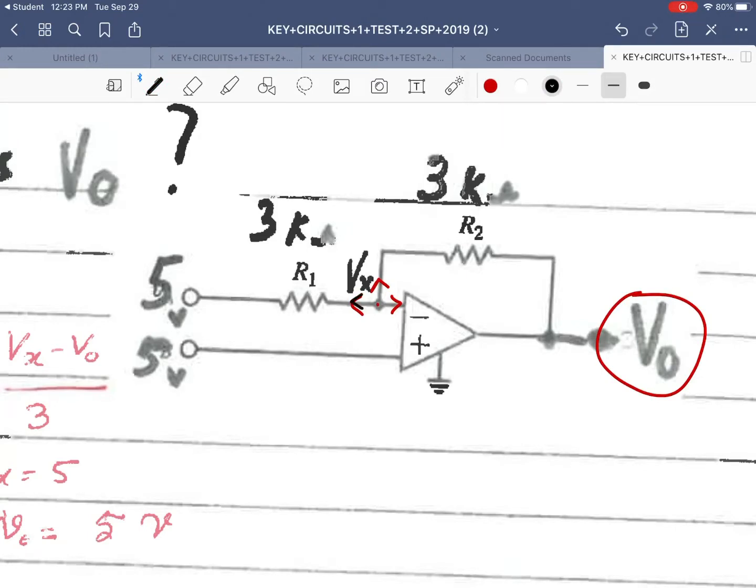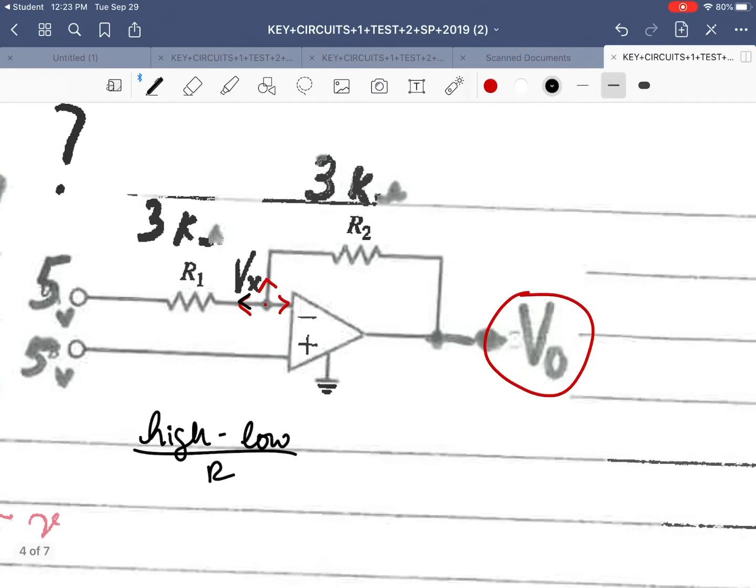Looking at this left branch there, remember that the equation for nodal analysis is going to be high minus low over R. So looking at this, the high is going to be Vx because we are setting this current flowing out, and so that means by deduction that whatever is here is going to be higher than what's flowing the other way.